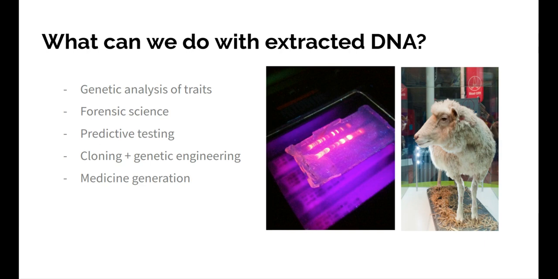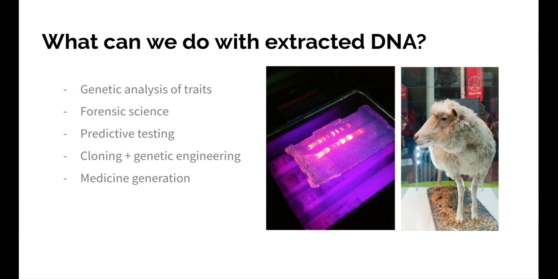and the DNA will migrate according to size to the other side. You can also use extracted DNA to do forensic science, like identifying victims at a crime scene or perpetrators or paternity tests, things like that. We can do predictive testing. So for example, there's a gene called BRCA1, which is implicated in a lot of breast cancer cases. And so you can preemptively test your DNA for having that gene to know if you might be at risk for breast cancer later in your life.